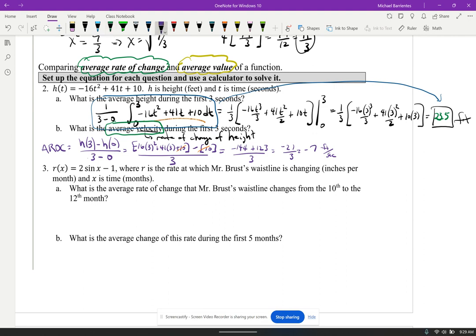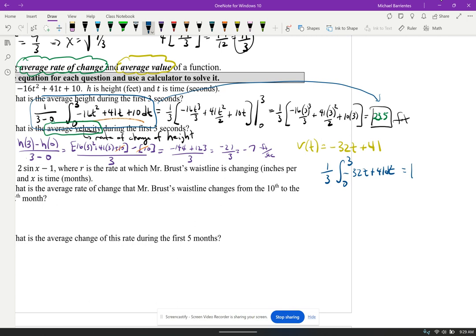But can I get the velocity function? Well, yes, because the velocity function is just the derivative of the height function. So that would be negative 32t plus 41. That would be the velocity function. And now I can use the average value of a function formula and say, oh, this is 1/3 times the integral from 0 to 3 of this function, dt. And this should give me the same answer as we got over here.